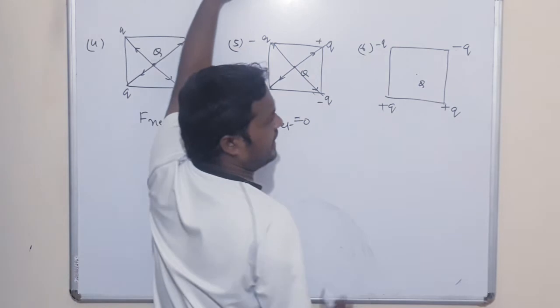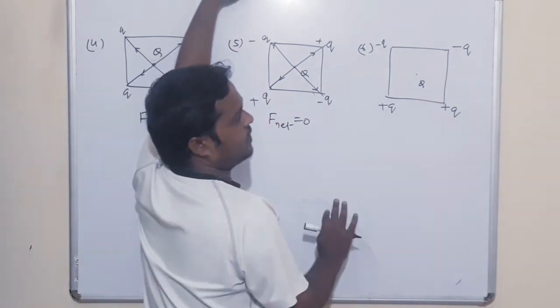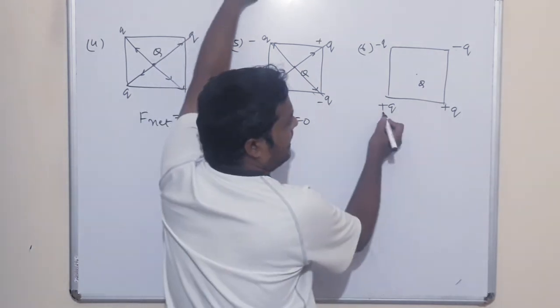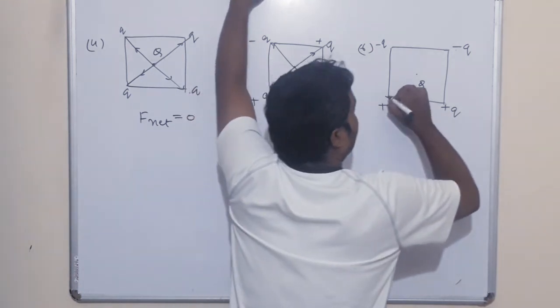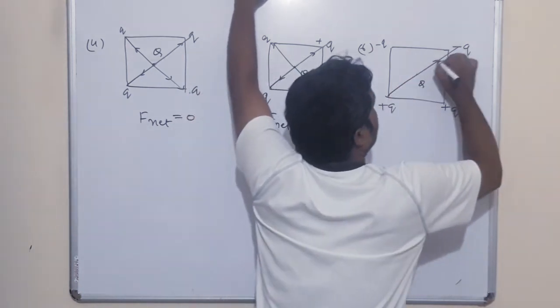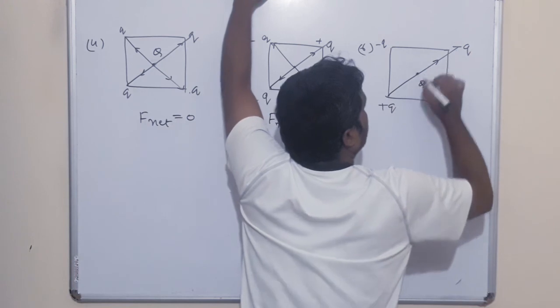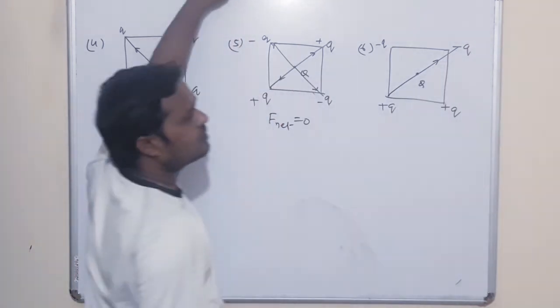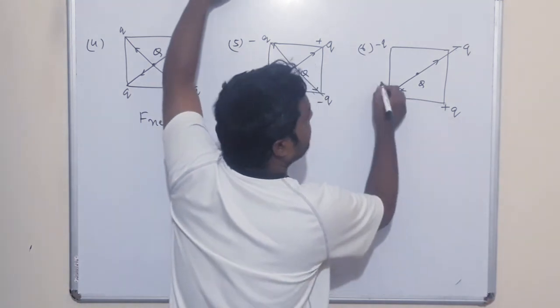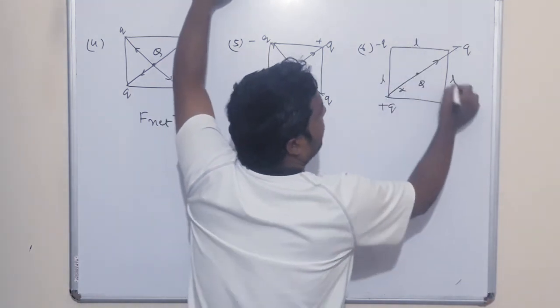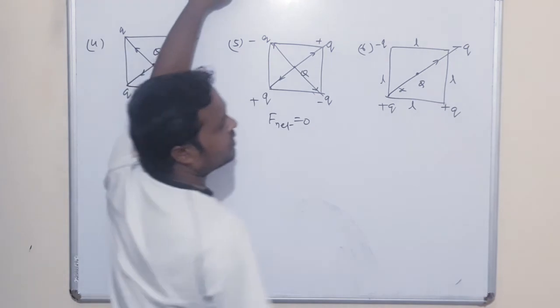In this figure you see whether it will be 0 or not. This charge plus Q is repelling capital Q in this direction, like this. With how much force? Let us call this distance as x. This is L, this is L, this is L.